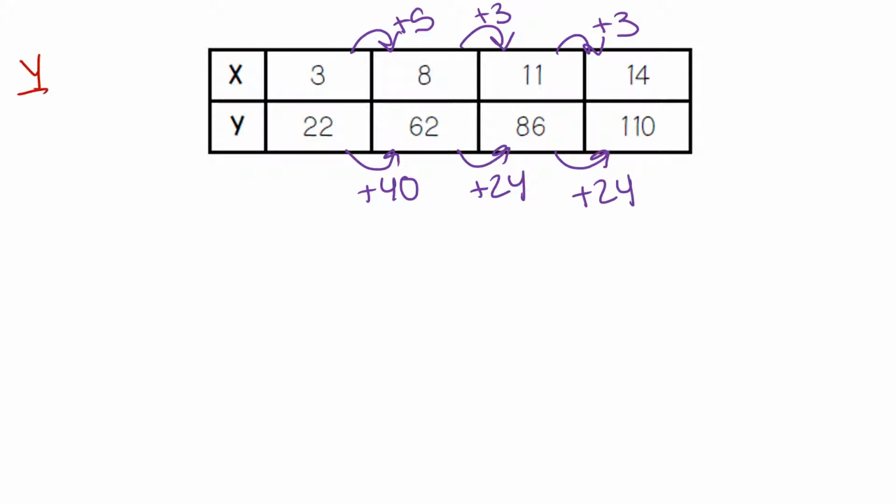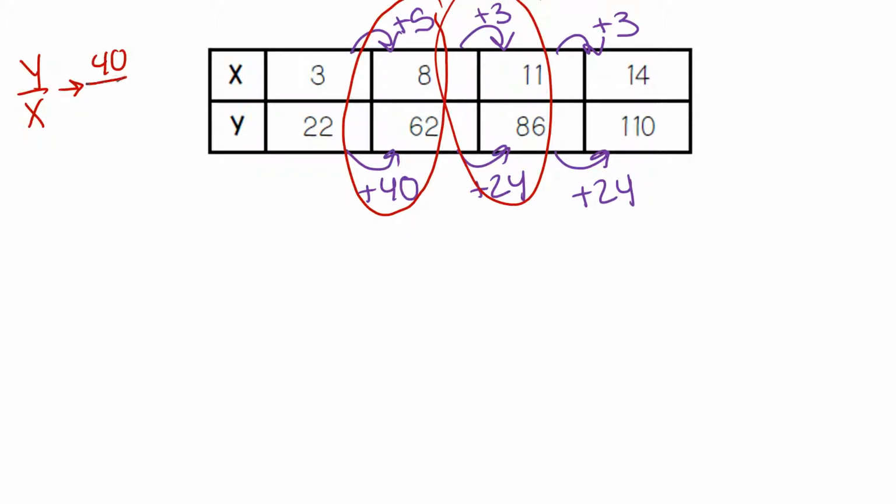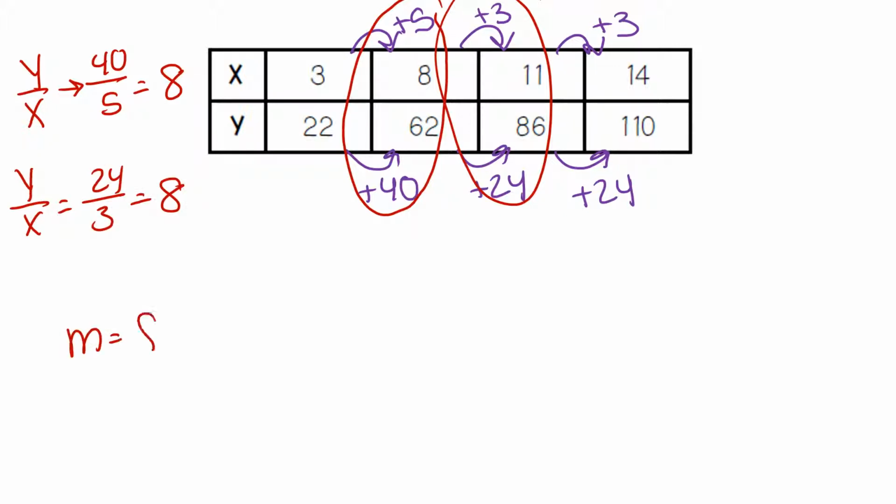Now when we write our fraction y over x, we can use any of the pairings. We can use the 5 and the 40, or we can use one of the 3's and 24's. We get the same answer. I can write it as 40 over 5 and get 8, or I can set it up as 24 over 3 and get 8. Either way, my slope, my rate of change, is 8.